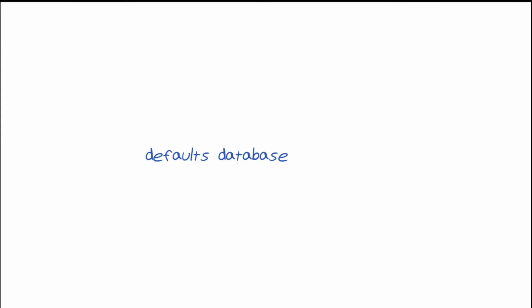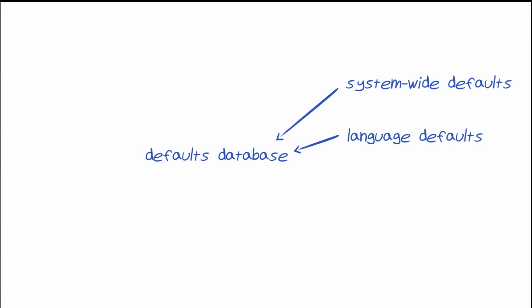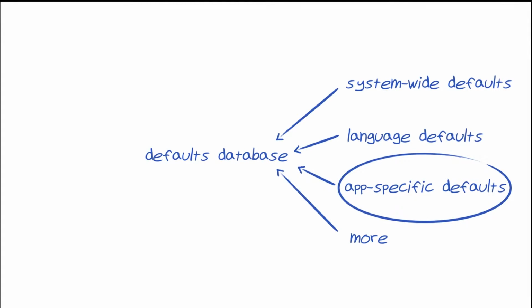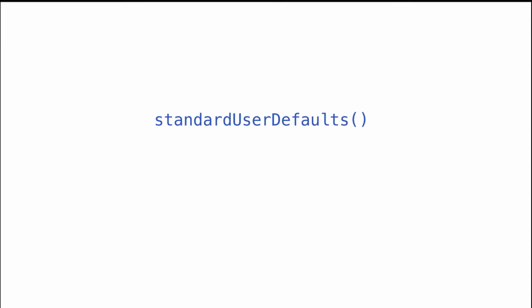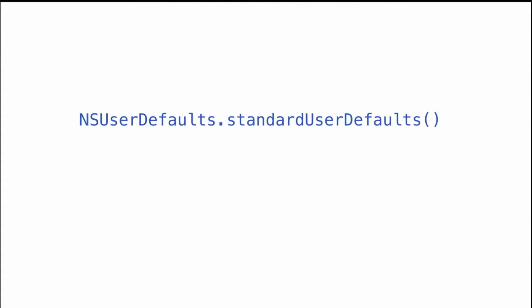Your device has a defaults database where it stores everything from system-wide defaults to language defaults to app-specific defaults and more. App-specific defaults is what we'll be focusing on. To access the values from this database, we'll need to call standard user defaults from an NSUserDefaults object, which will return the shared defaults object that we need. Notice I said shared object. That means the NSUserDefaults class has a class method that will return a reference to the same user defaults object regardless of where we invoke it in our program. This is called the singleton design pattern.